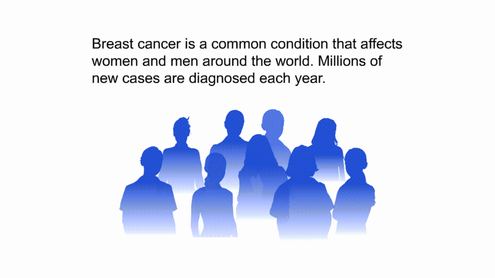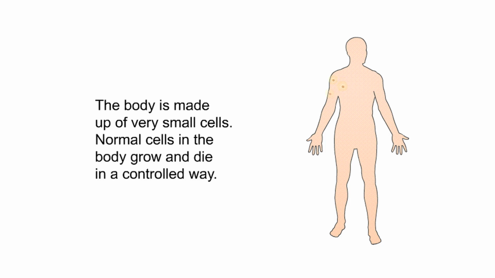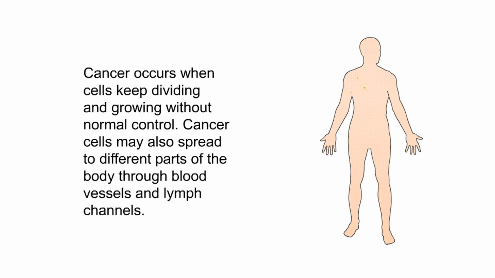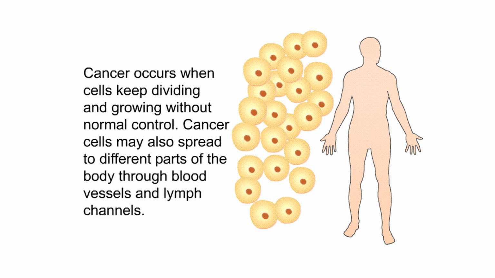Breast cancer. Breast cancer is a common condition that affects women and men around the world. Millions of new cases are diagnosed each year. The body is made up of very small cells. Normal cells in the body grow and die in a controlled way. Cancer occurs when cells keep dividing and growing without normal control. Cancer cells may also spread to different parts of the body through blood vessels and lymph channels.